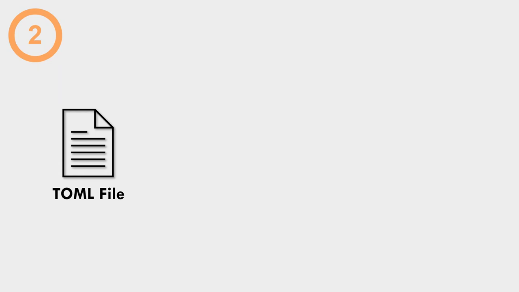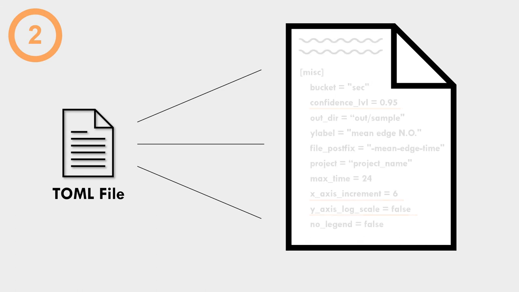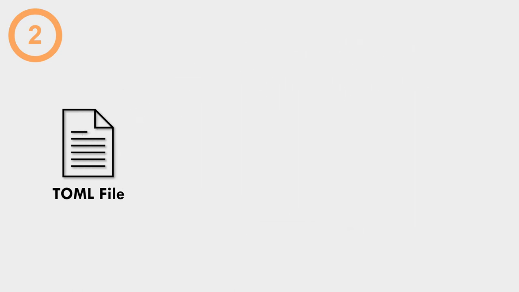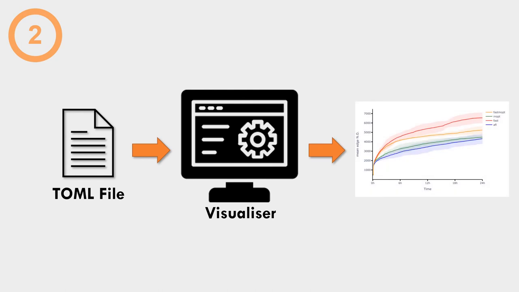Next, to address problem 2, we developed a visualizer which takes in a TOML file. This file contains configurations for the visualizer such as the confidence interval, y-axis scales and x-axis time incrementation. The visualizer then reads the configuration file and performs the appropriate statistical analysis on the data files to generate visualizations.